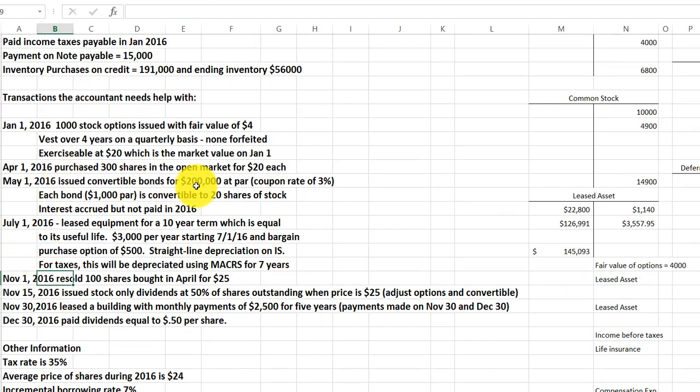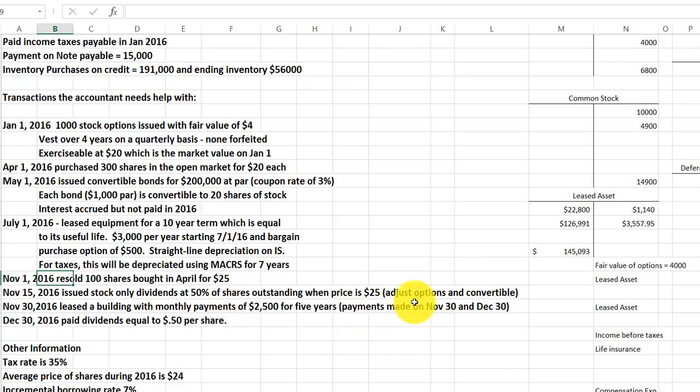Resold these treasury shares. Remember, when you debit the cash for the 25 times the 100, but when you credit treasury stock, you credit it for what you paid for it, which is $20 times the 100 shares. The difference goes to additional paid in capital. All right. Issued stock dividends when the price is $25. This is a large stock dividend, and so it is simply the number of shares outstanding, half of that, times the par value.